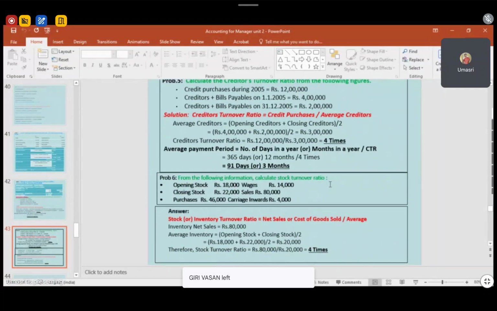Okay. Next one, calculate stock turnover ratio. What is the formula for stock turnover ratio? Net sales or cost of goods. So stock is always shown on cost value. So mostly for stock turnover ratio, you have to take cost of goods.